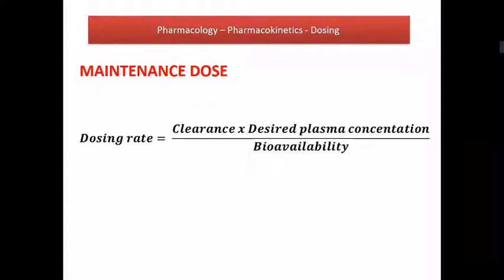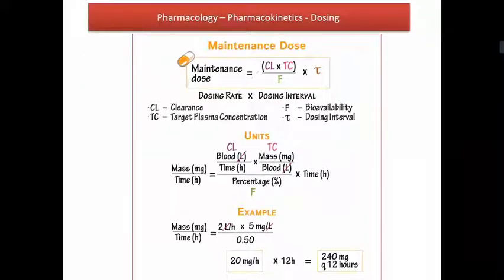So, dosing rate, you need clearance times the desired plasma concentration over that of bioavailability. You have something like this. So please take note, it is the same as the loading dose but with the dosing interval included. Dosing interval and maintenance. So the formula is the same, but you should multiply it by how many times you give the drug.